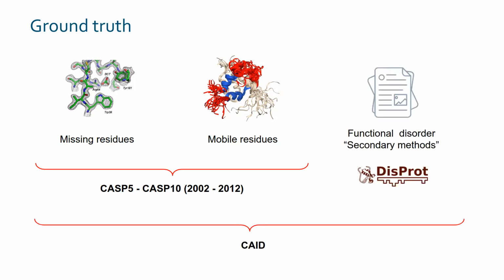So in CAID, the setting is a little bit different. We also include missing and mobile residues, but we also include what are called secondary methods, so all those experimental techniques which are able to detect lack of structure, but indirectly, and that can be used also for extreme cases, for example, for fully disordered proteins. All this information or knowledge comes from DisProt, which is a database of manually curated evidence from the literature.